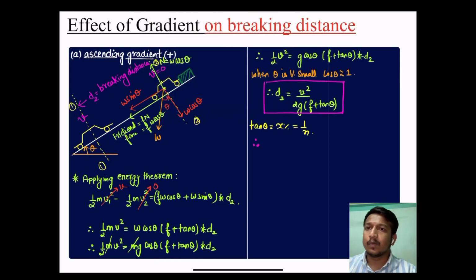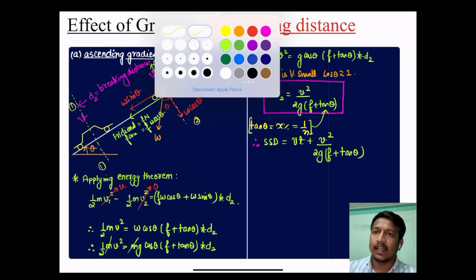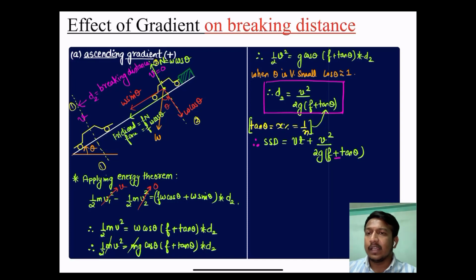So tan theta is equal to the gradient in percent, which I have shown in the earlier lecture, so please watch video lecture 1 of this series. So SSD is equal to lag distance v into t plus v square divided by 2g into (f plus or minus tan theta). Plus sign is for the ascending gradient and minus sign is for the descending gradient. So negative will come for the descending gradient.